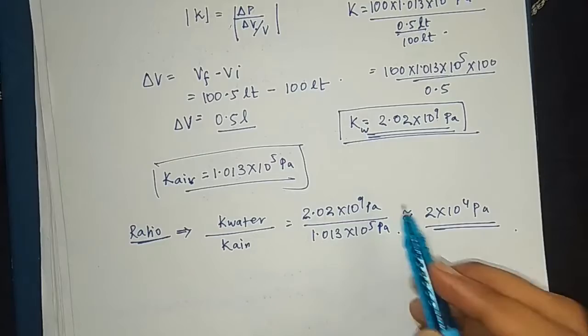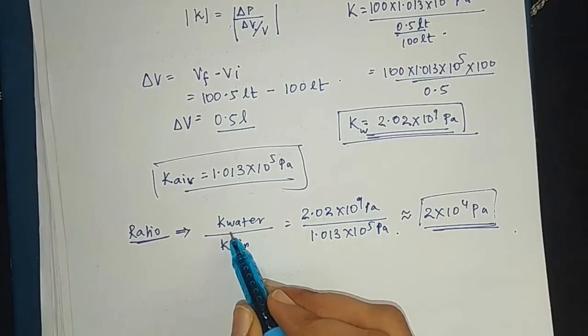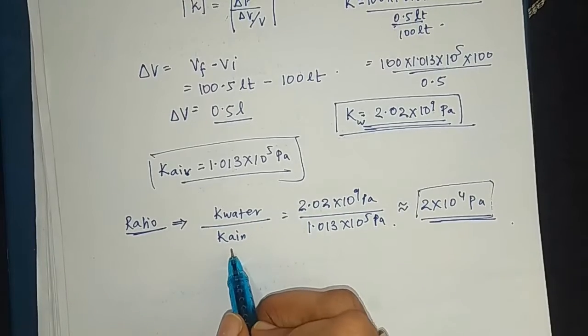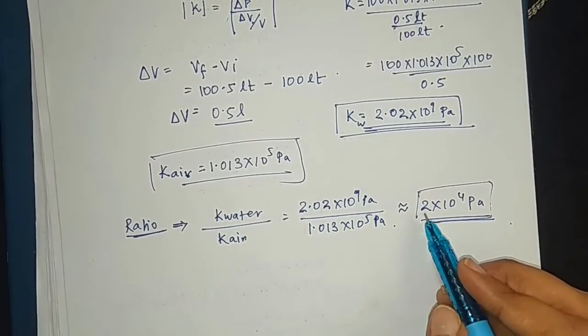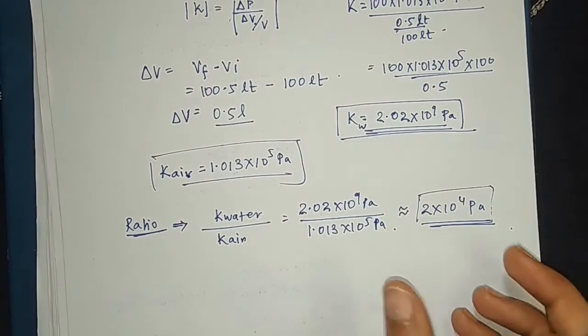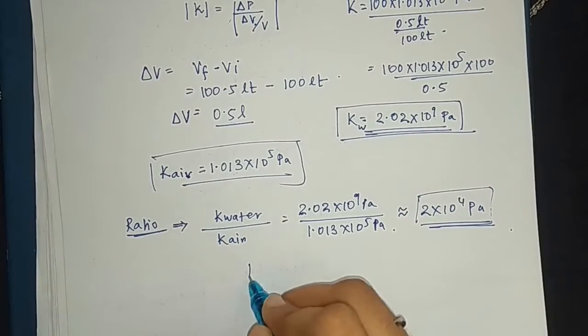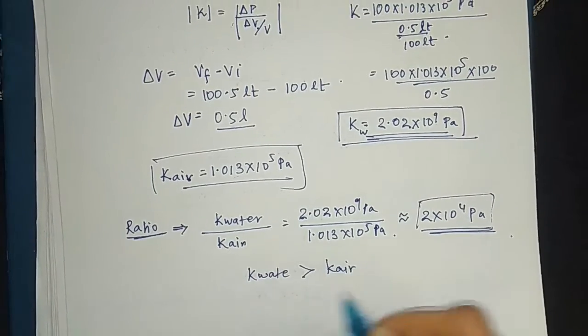Okay, so you can see this is the factor by which the bulk modulus of water is greater than the bulk modulus of air. That is a large value, 2 times 10 raised to 4, that is 20,000, right? So by that quantity, the bulk modulus of water is greater than the bulk modulus of air.